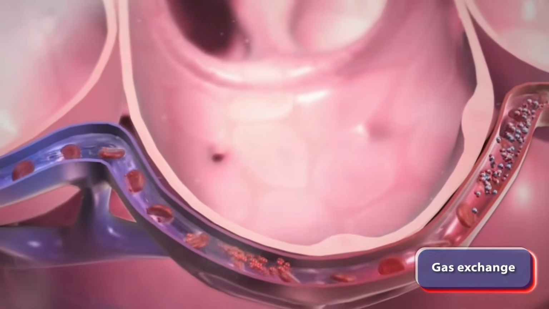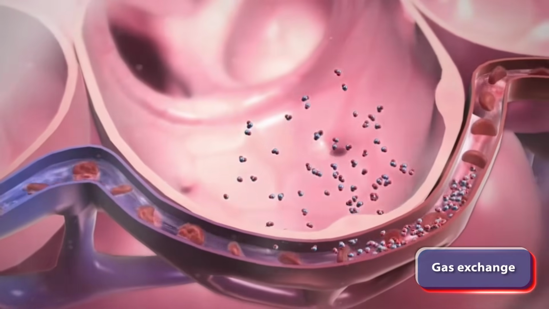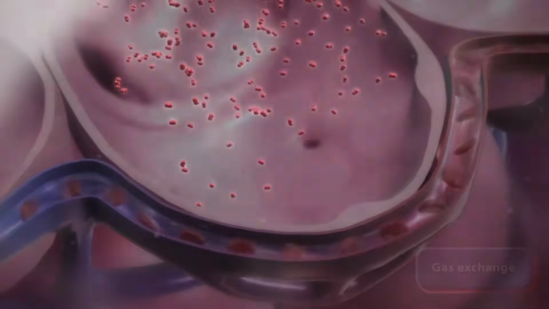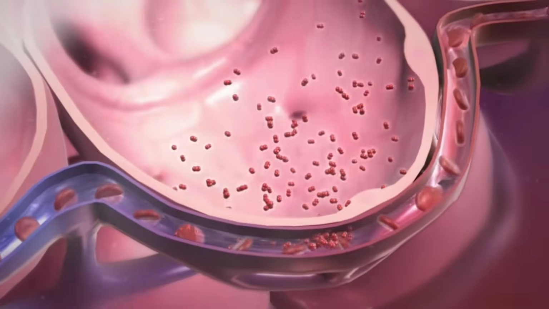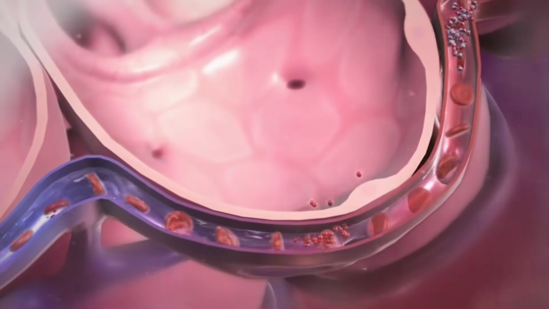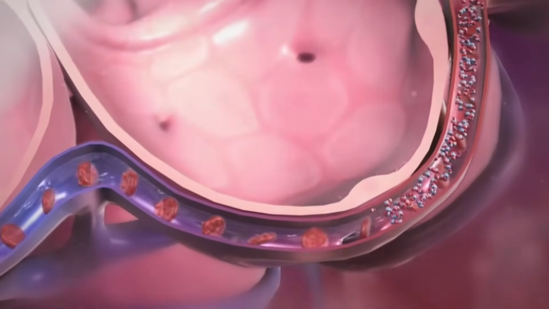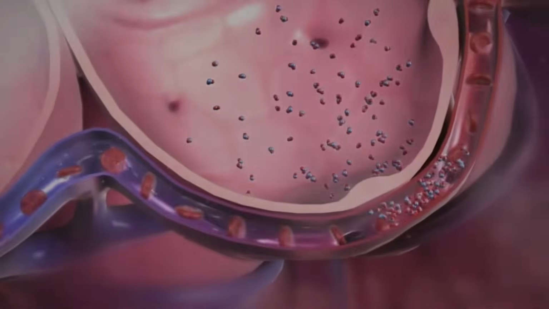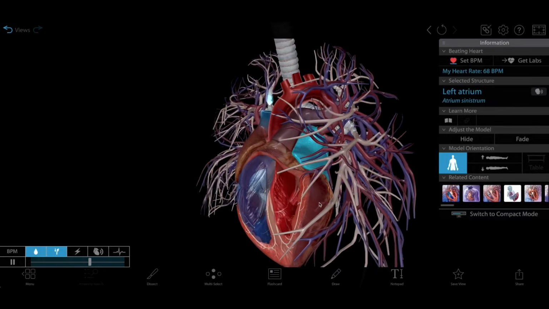We'll use the gas exchange animation for a brief overview of that process. In the capillaries surrounding the alveoli of the lungs, inhaled oxygen enters the bloodstream and carbon dioxide moves out of the bloodstream to be exhaled. Now back to the heart.